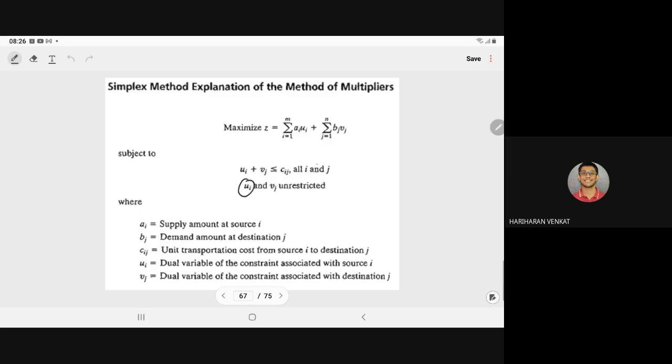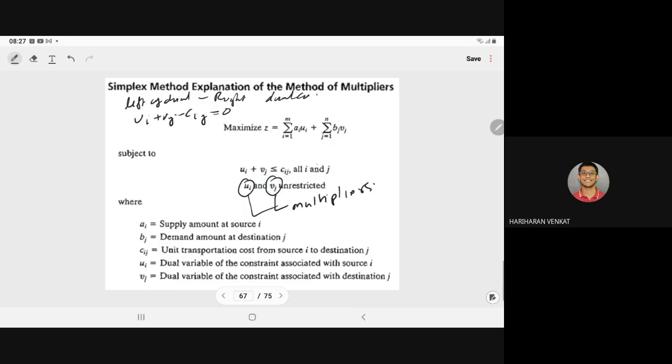So these ui and vj are the same multipliers we have studied till now. In the method of multipliers, when we compute the reduced cost, we compute the left of the dual constraint minus the right of the dual constraint. That is ui plus vj minus cij. And for the basic variable, it must be 0, right?